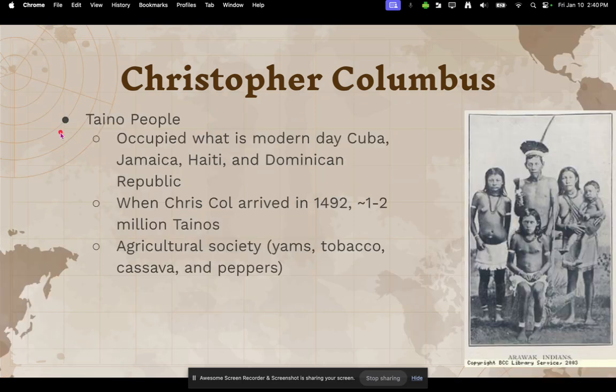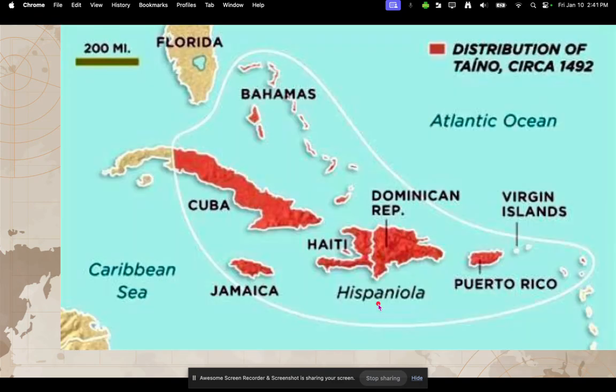So, here are the Taino people. They occupied what is now modern day Cuba, Jamaica, Haiti, and the Dominican Republic. When Christopher Columbus arrived in 1492, the population was 1 to 2 million Taino. Now keep that in mind: 1 to 2 million. Hold on to that thought. They were an agricultural society, so they grew things such as yams, tobacco, cassava, and peppers. Here's a map of where the Taino region is historically. You see Puerto Rico, Dominican Republic, Haiti, Jamaica, Cuba, and the Bahamas.